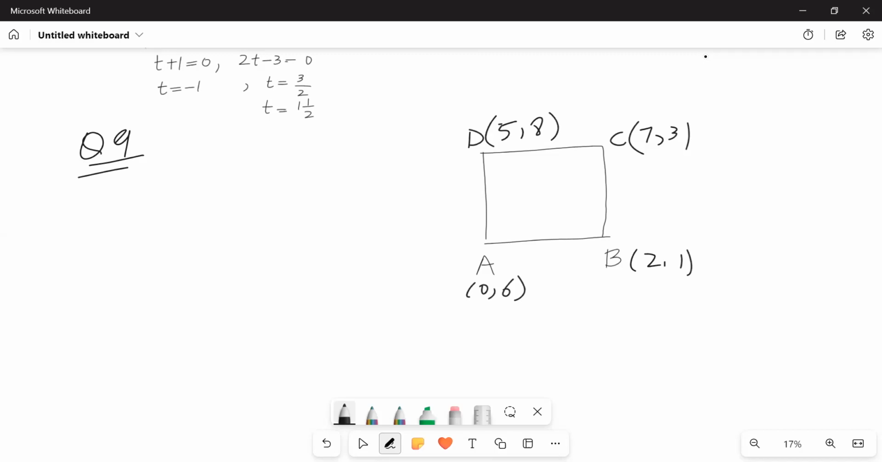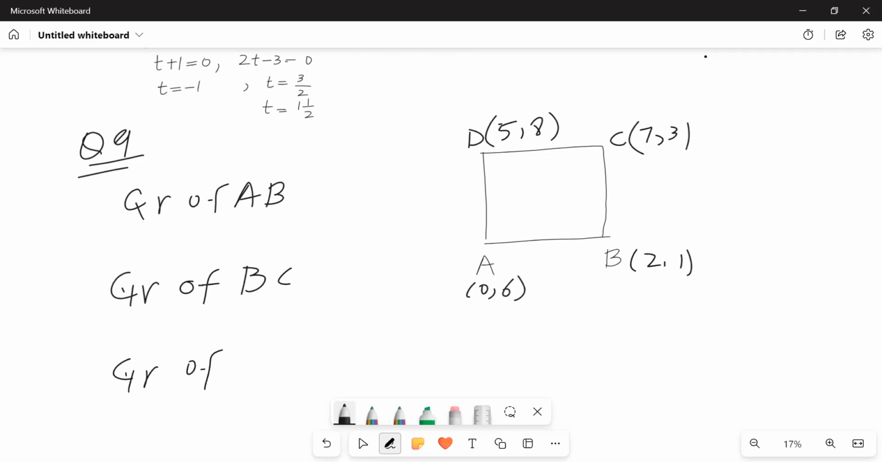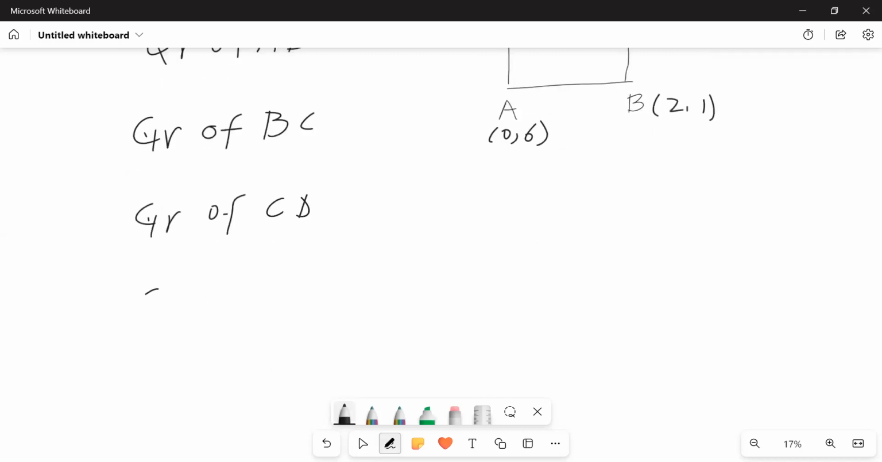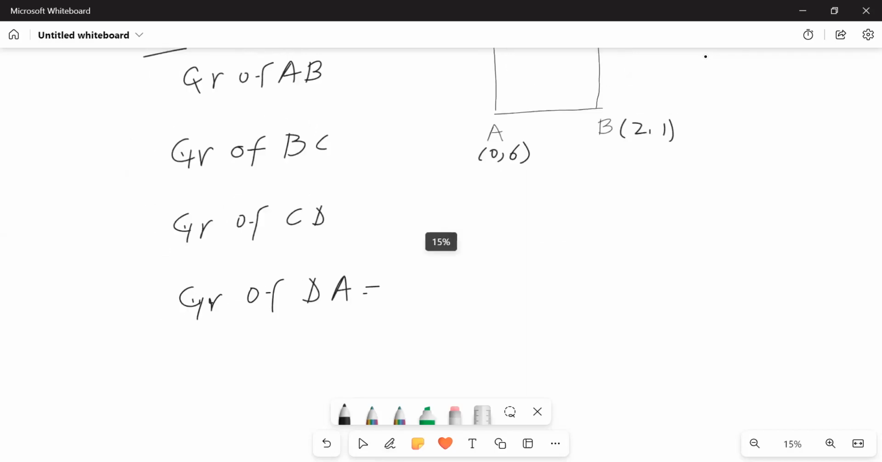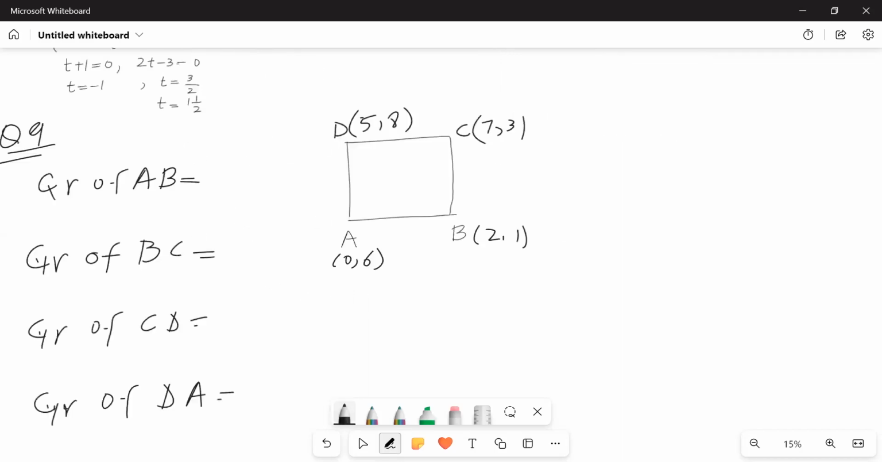So here we have to find gradient of AB, gradient of BC, gradient of CD, and gradient of all four sides. So gradient of DA, or you can write it's AD. It's the same.